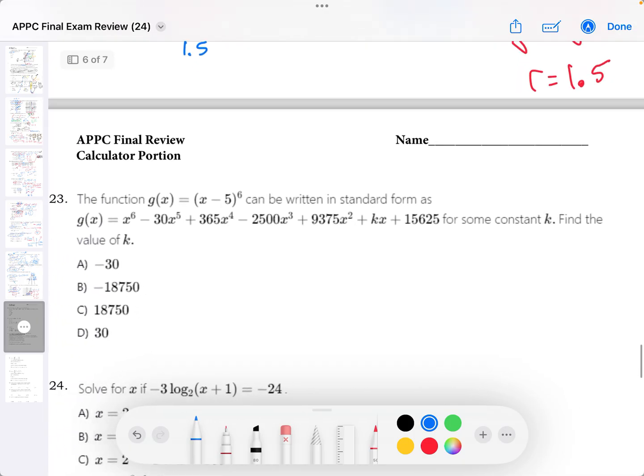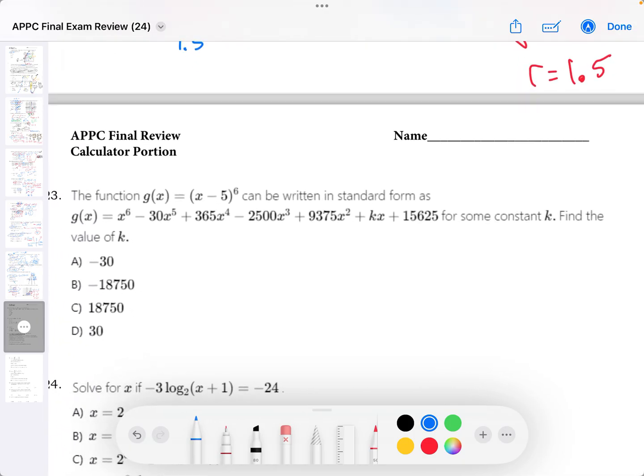23 here, we're definitely getting to the calculated portion here. So this portion here, if you are doing binomial expansion, we need to keep in mind that this will be Pascal's triangle. So because this is 6th degree, I'm going to go all the way down to row 6.